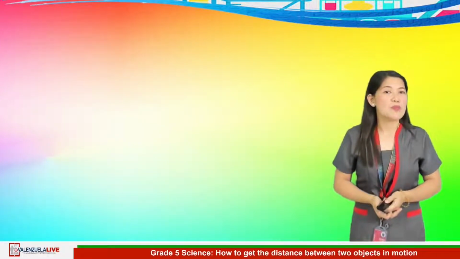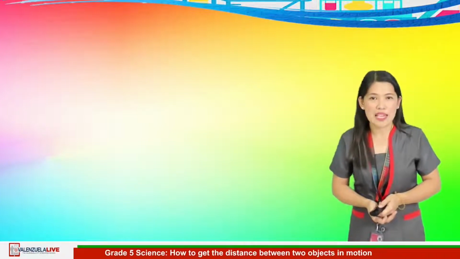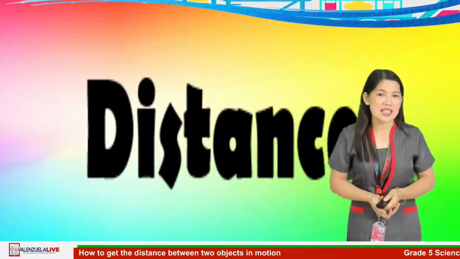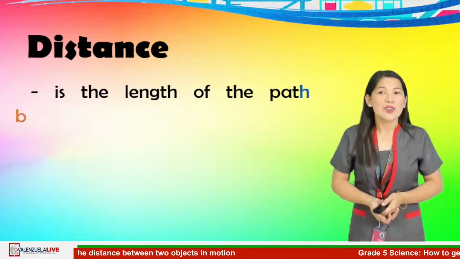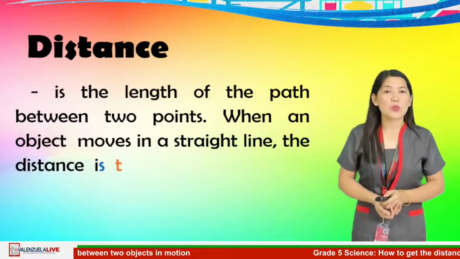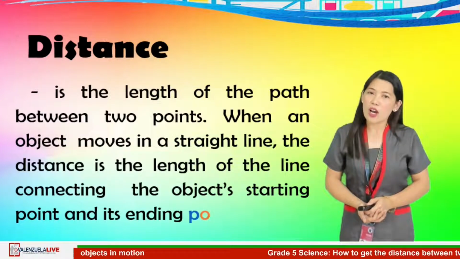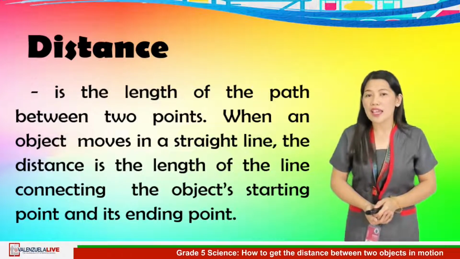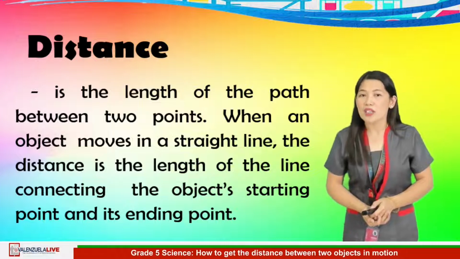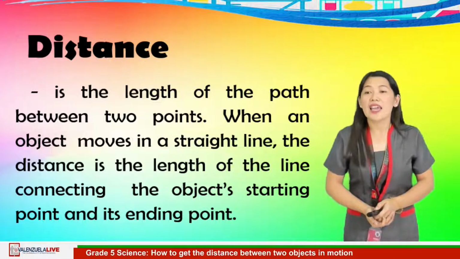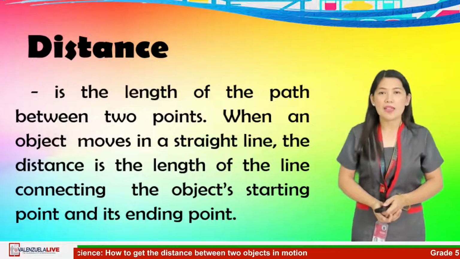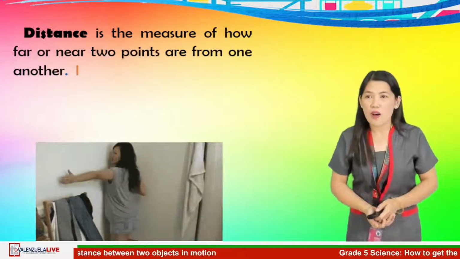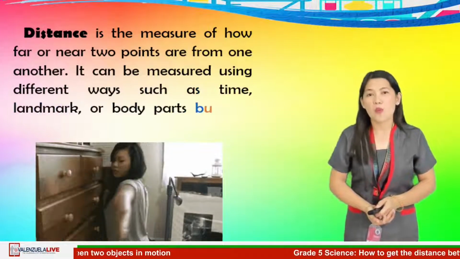And now, let's move on to the second element of speed, the distance. Do you have an idea of what the distance is? Distance is the length of the path between two points. When an object moves in a straight line, the distance is the length of the line connecting the object's starting point or the reference point and its ending point. And also, distance is the measure of how far or near two points are from one another.